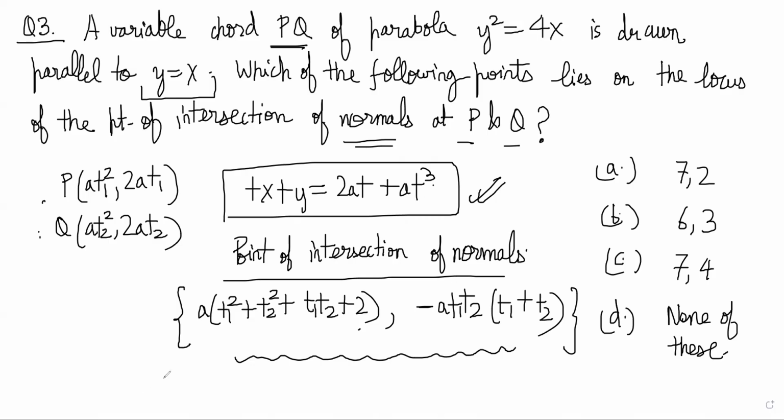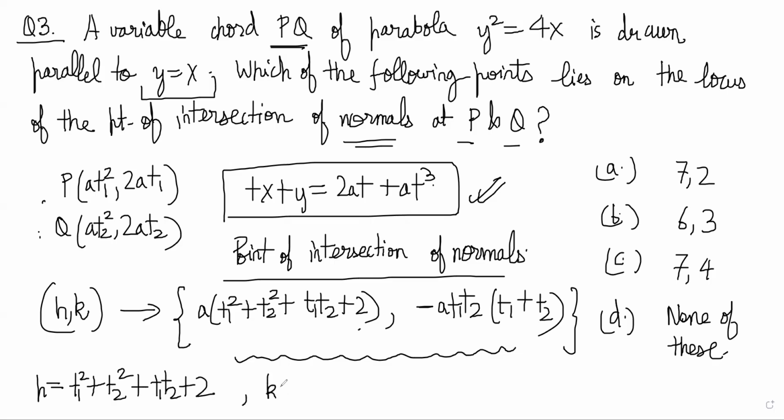Here a is 1. So therefore, if I say the point of intersection of the normals is h comma k, then h should be, a is 1, so h should be t1 square plus t2 square plus t1 t2 plus 2. And k should be minus t1 t2 into (t1 plus t2). Right? These are my values of h and k. Now, also another thing was given that the chord PQ of the parabola has slope equals 1, right? Now we discussed in the theory that for any chord of the parabola joining two parametric points (a t1 squared, 2a t1) and (a t2 squared, 2a t2), the slope of the chord is something you should remember. The slope of the chord is 2 by (t1 plus t2).